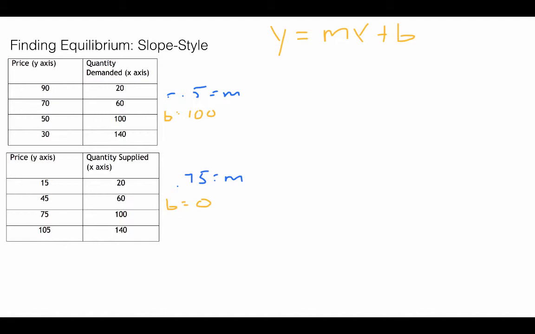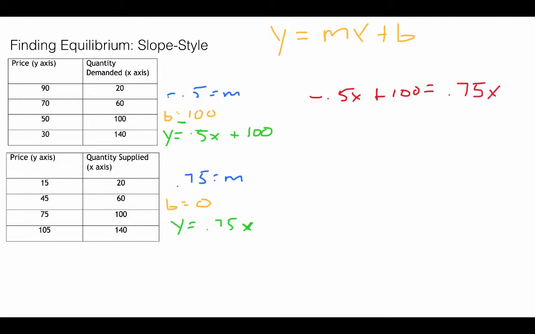So I have this formula here, which is y equals negative 0.5x plus 100, and y equals 0.75x. And remember the zero's there, so I don't need to add it. What I'm going to do next is set these equal to each other and solve for my x, or solve for my quantity in my equilibrium. So I'm going to take negative 0.5x plus 100, and set it equal to 0.75x.